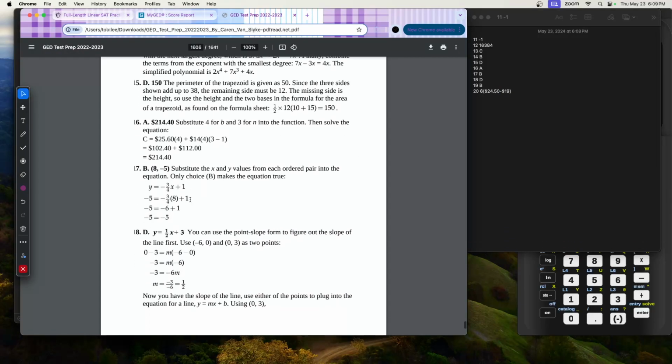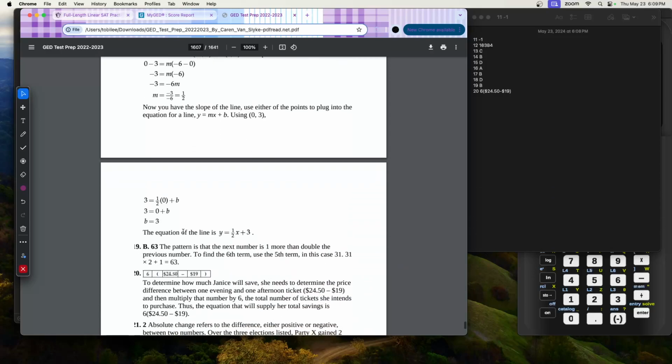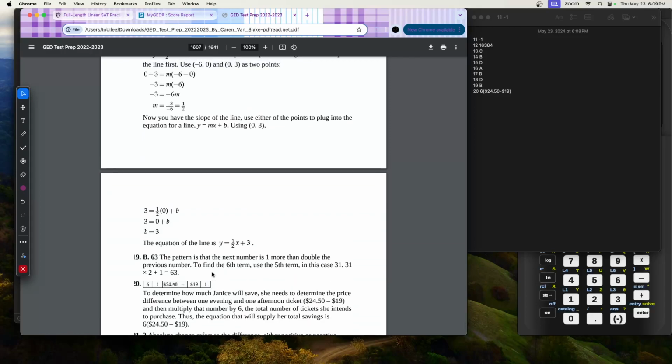16 is A, 17 is B, 18 is D, 19 is B, 20 is 6(2450 - 19). Good. Good.